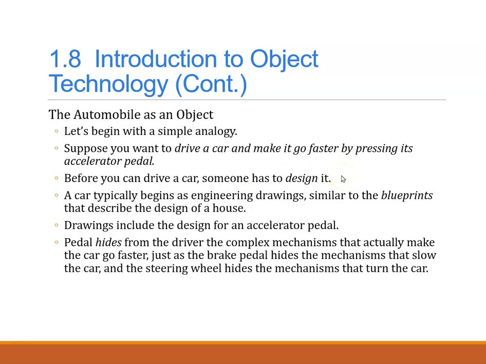The automobile is an object. Suppose you want to drive a car and make it go faster by pressing its accelerator pedal. Before you can drive a car, someone has to design it. A car typically begins as engineering drawings similar to blueprints. Drawings include the design for an accelerator pedal and how it works. The pedal hides from the driver the complex mechanisms that actually make the car go faster.